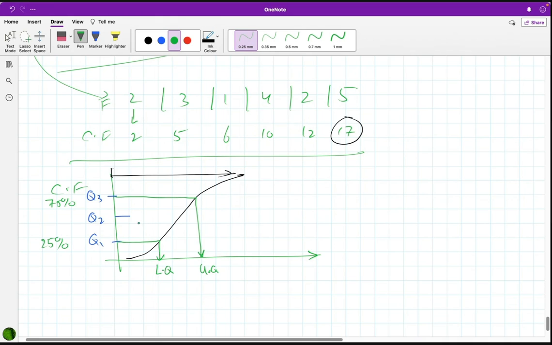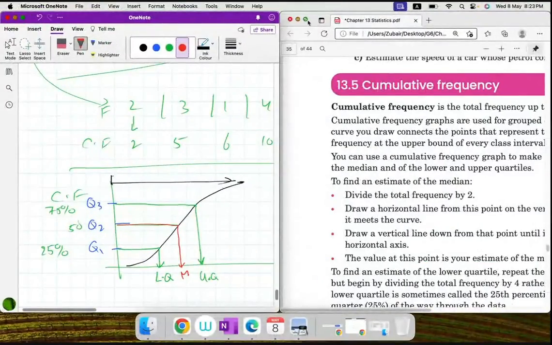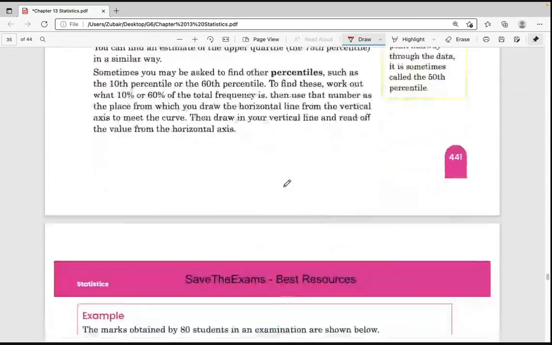On the x-axis, whatever the value is, this is upper quartile. And then at 50%, it will be called the median. So interquartile range would be upper quartile minus lower quartile, or you can write Q3 minus Q1. Both are acceptable. Now let's see what the questions have to say.